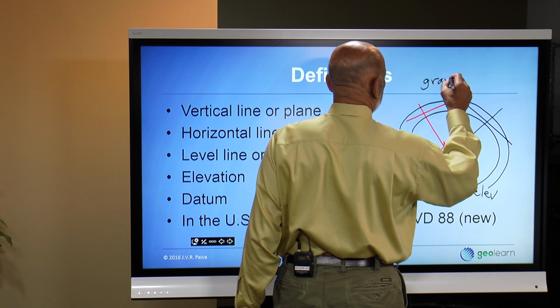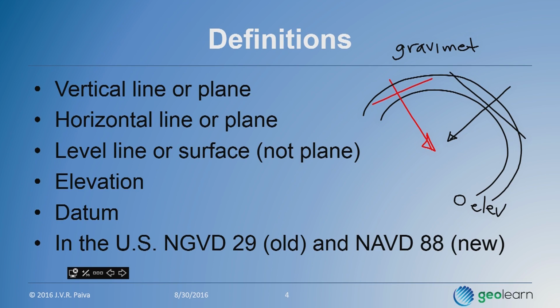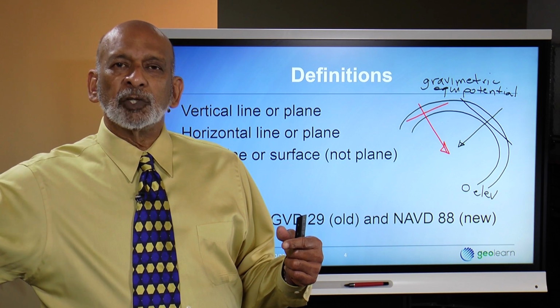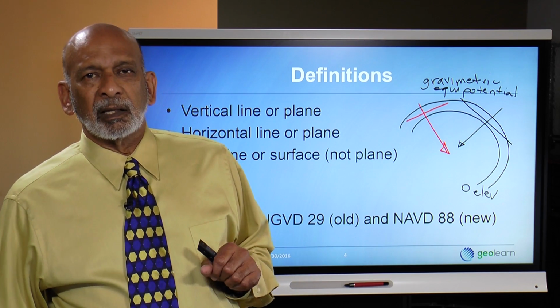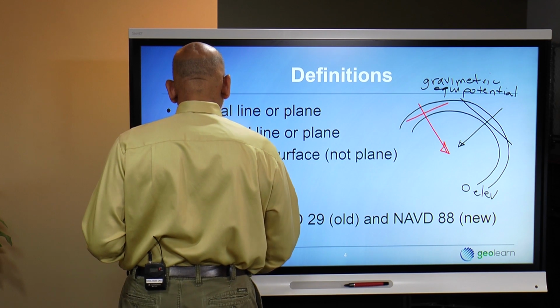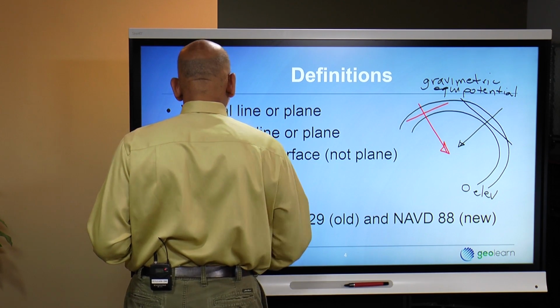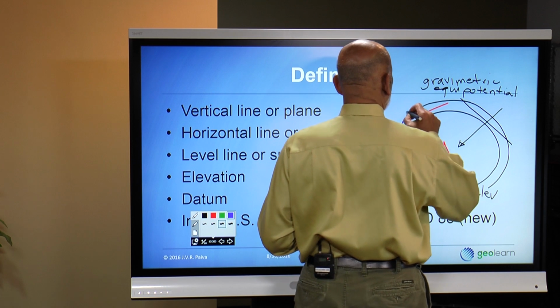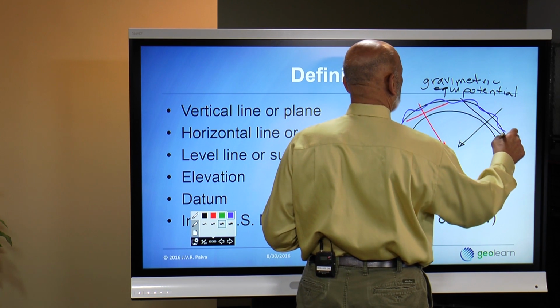gravimetric equipotential. It's where the strength of gravity is the same. It turns out because the mass of the Earth varies, that gravity actually undulates as you go out laterally. So it's not a nice even shape like this. Rather, and this will give you fits, I'm exaggerating of course, but it's going to look something like that.